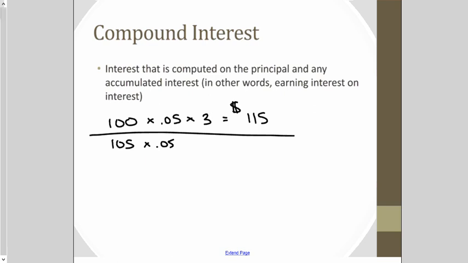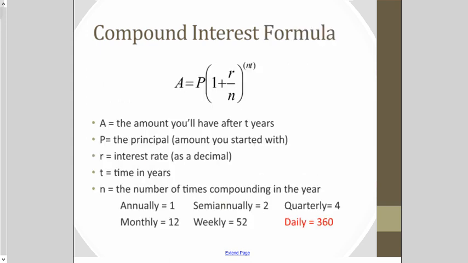So let's go ahead and take a look at the formula. Now we know that simple interest has a very easy formula. It's just the interest equals principal times rate times time. We've done that in the past. But compound interest looks more like this. Now, it's not as bad as what you think, though.